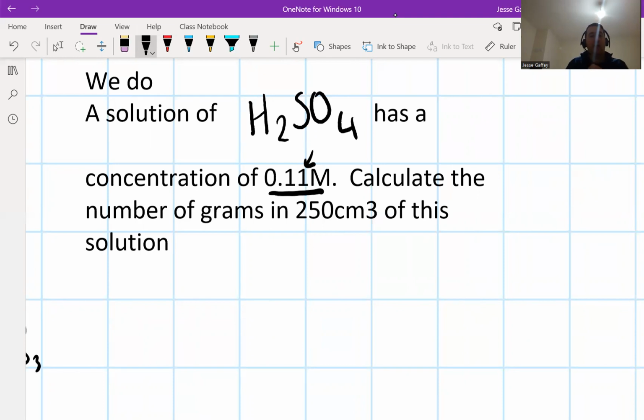The first thing I'm looking at is the cm cubed and I don't like it. So I would advise you at this point to go ahead and convert this to liters first of all. Straight away, I know that this is 0.25 liters. Now let's think about what I want my final answer to be. It says calculate the number of grams in 0.25 liters, so my final answer is going to be in grams per liter. That's what my final answer is in. The units will be grams per liter.